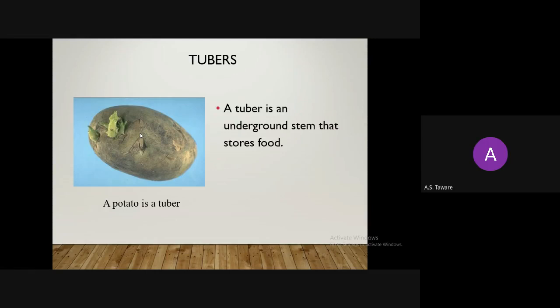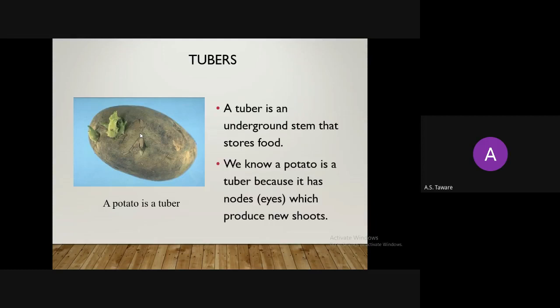A lot of starch is stored in the potato, and it is a stem because it has nodes which produce new shoots. That is the important point. You have to write just that much: how it looks, what the shape is, why it is included under the stem, and what it is storing. And we have to draw a diagram.